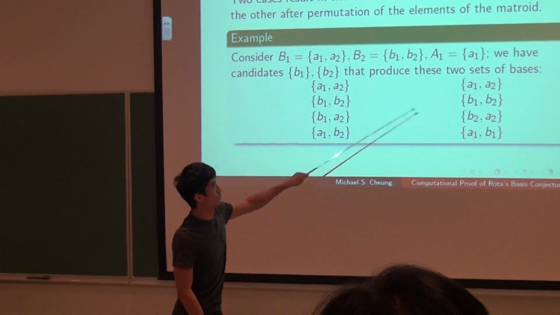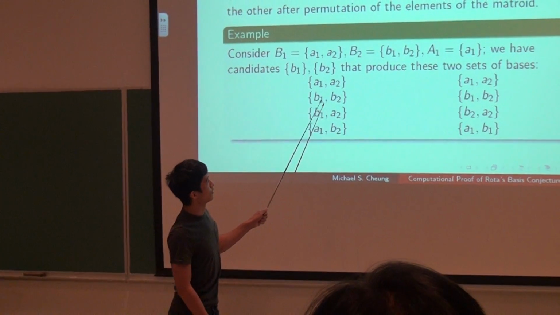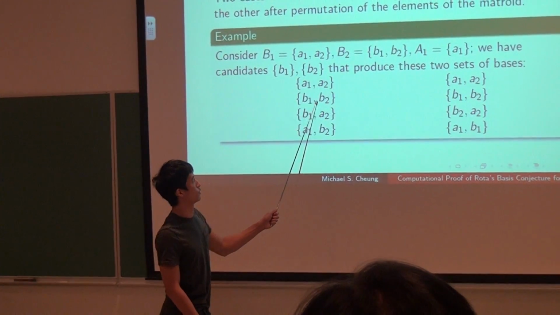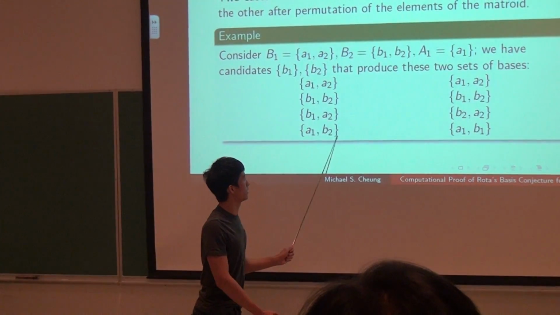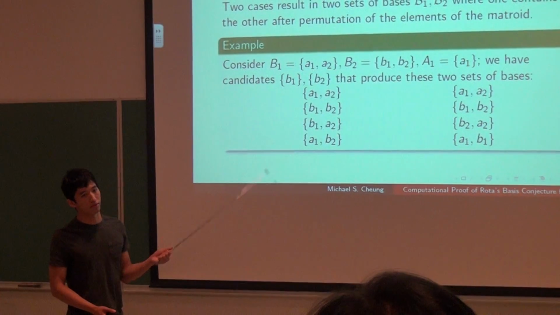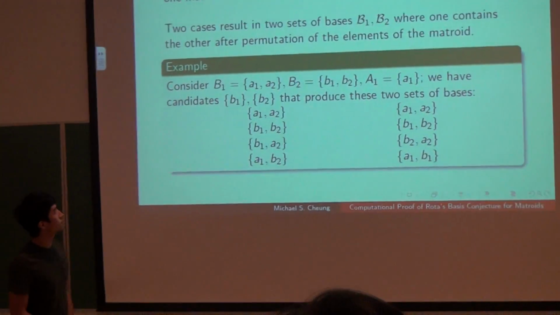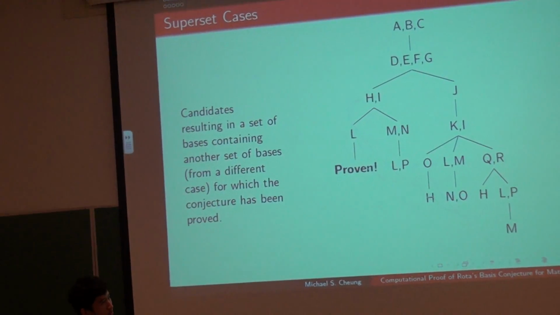So these first 2 are just B1 and B2, the first 2 bases. But if you notice, if you swap B1 and B2, you get the same thing. Here, you get this, and here, you get this. So in that case, you only have to consider one of these cases and you eliminate the other. Okay, and superset cases can also best be explained by example.